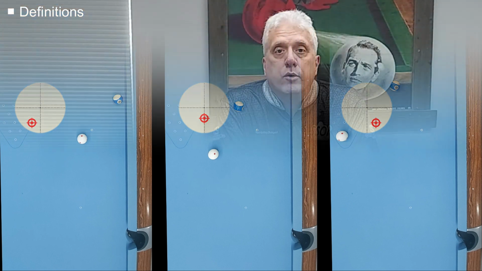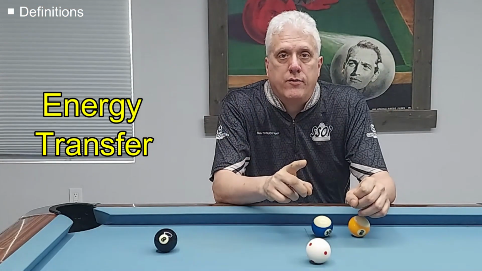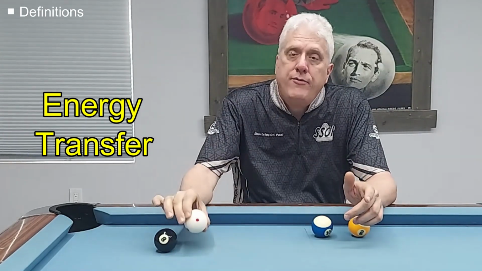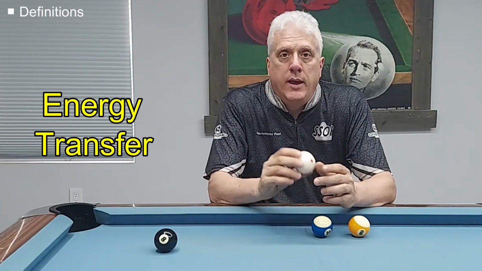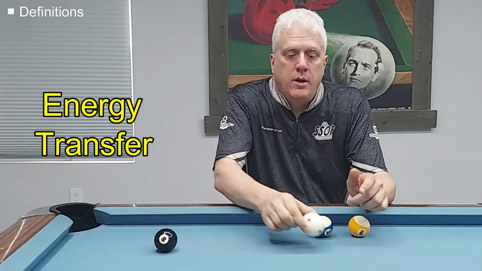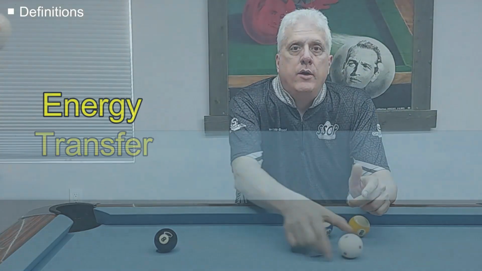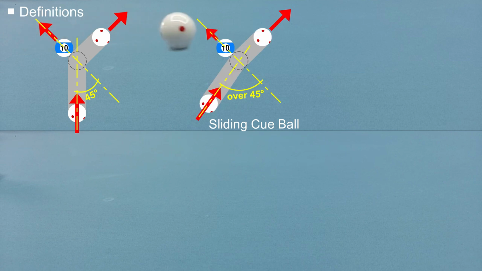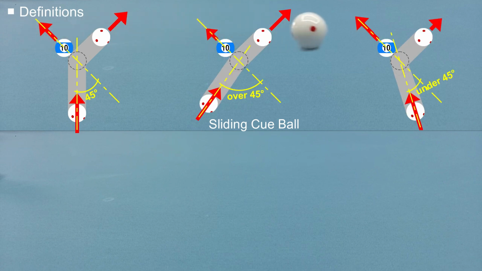And that is the name of the game regarding speed control, energy transfer. That is, how much energy is retained by the cue ball after it contacts the object ball. The energy that's retained by the cue ball is different for a sliding cue ball than a rolling cue ball. For stun shots, and that's the sliding cue ball you see at the top of the screen, the cue ball and the object ball each leave the collision with the same amount of energy when the cut angle is 45 degrees. When the cut angle is over 45 degrees, the cue ball has more energy than the object ball. Less than 45 degrees, the cue ball has less energy.